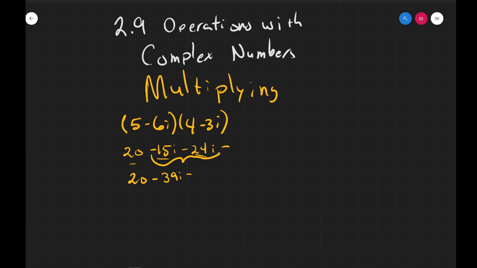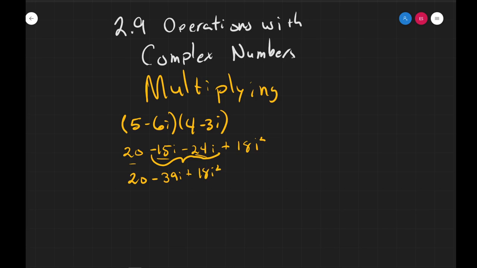Negative 6i times negative 3i is not 5i. Not sure why I wrote that down, but negative 6i times negative 3i is positive 18i squared. So then, when we combine like terms, we have 20 by itself, negative 15 i's minus 24 more i's gives us negative 39 i's plus 18i squared.